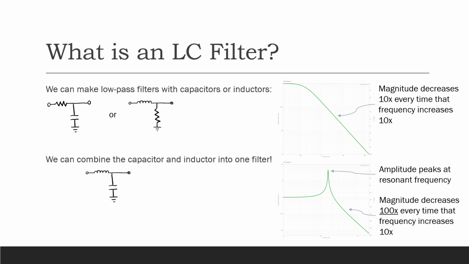However, there is this amplitude peak right at the cutoff frequency. This is called a resonant peak because the filter actually resonates at that particular frequency. So that's slightly undesirable. The cutoff frequency and the resonant frequency can be calculated with this formula. And just like RC and RL filters, LC filters can be made into either high pass or low pass versions.